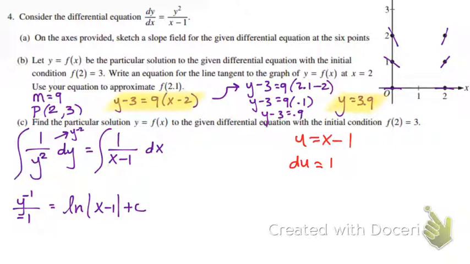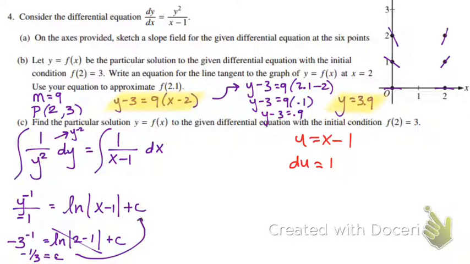Alright, if I want to look for my c value now, I'm going to plug in the point 2 comma 3. So everywhere I see an x, I'm going to plug in 2. Everywhere I see a y, I'm going to plug in 3. So this is negative 3 to the negative 1 equals ln of 2 minus 1 plus c. Well, ln of 2 minus 1 is ln of 1, and ln of 1 is 0. So c is equal to negative 1/3, because I can rewrite that back in the bottom of the fraction. All right, let's plug that in here.